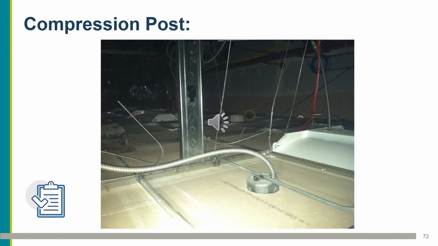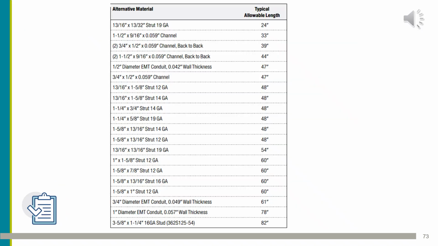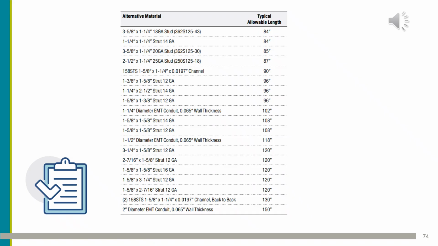In this photograph, we see a metal stud being used for a compression post. Engineering has already been done on a lot of different materials that can be used for compression posts, and you can reference any of these, and that should give you sufficient information to do the inspection. And here's a continuation of the different materials.